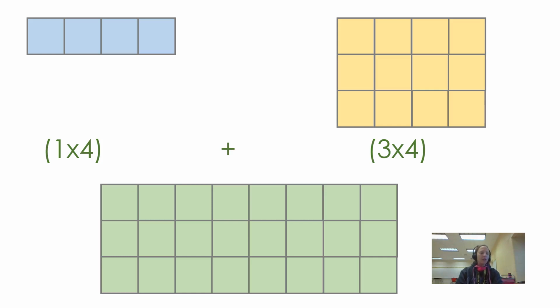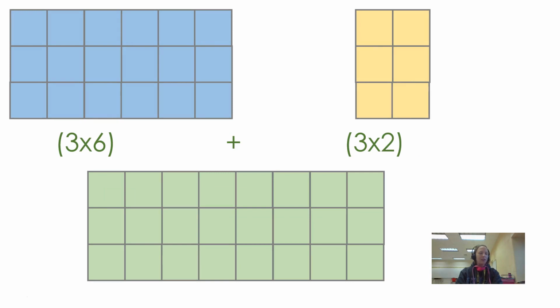Let's look at the next number sentence, 1 times 4 and 3 times 4. The arrays that match the number sentence is an array with 1 row and 4 columns. And the second array has 3 rows and 4 columns. When these two arrays are combined, does it match the array for 3 times 8? No, it does not.